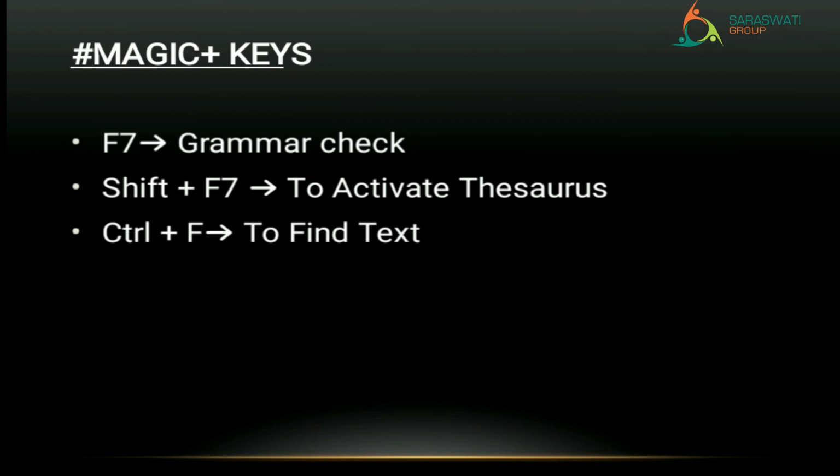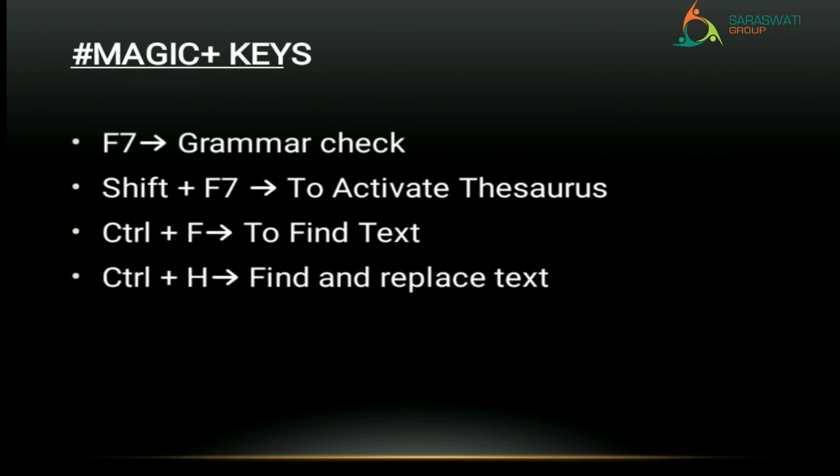Ctrl means control key. When you press control and F together, you can find certain text. Say you have written 10 pages but you have forgotten where you wrote one paragraph, you are searching for some paragraph but you don't know where it is. So what will you do? You will press control and F together so that it opens a box in which you can write the text, so the cursor will automatically go to that place. Right, so control plus F is to find the text.